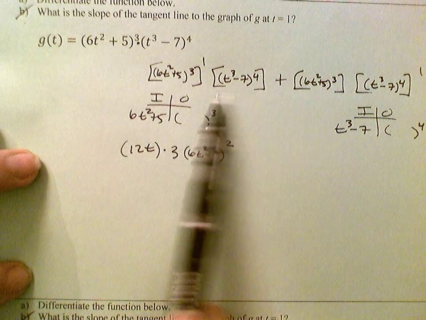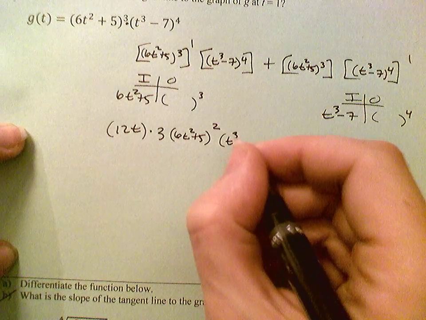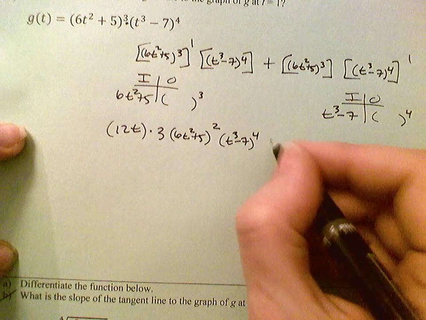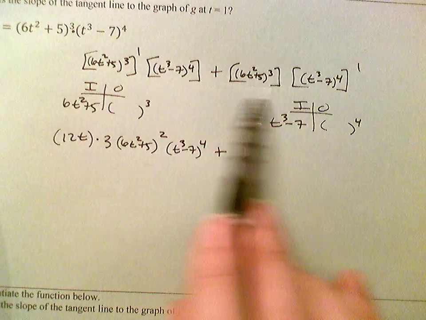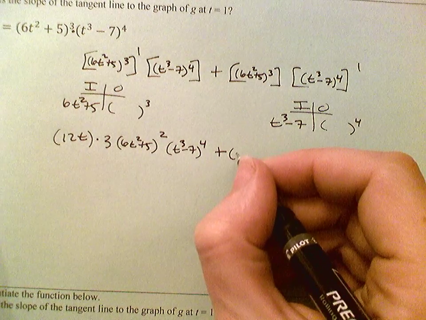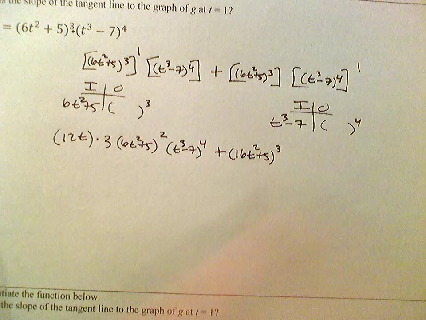Now this function gets just carried down. So t to the third minus 7 to the fourth. I'm carrying down that plus sign. Okay? I'm not taking the derivative of what's inside this bracket, so this just comes down. 6t to the second plus 5 to the third.